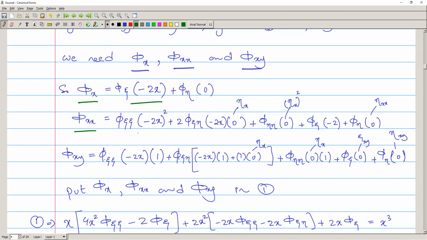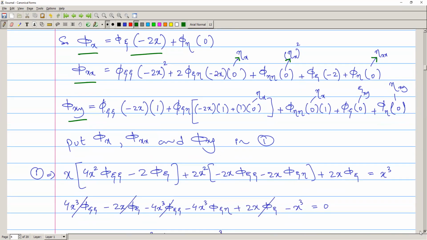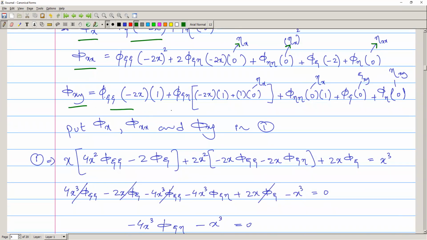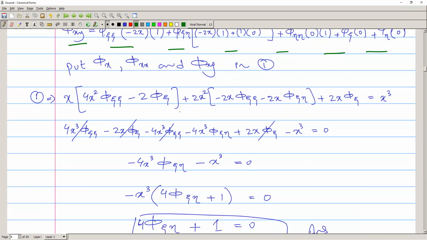Then we will find phi xx. For that we have the equation phi psi psi times psi x squared plus 2 phi psi eta times psi x into eta x, that is 0. I've written here it's 0. All this which is 0 will make these terms 0, right? Then again we'll find phi xy. Similarly, after getting phi xy, we will put in equation number 1, that is the given question, right?